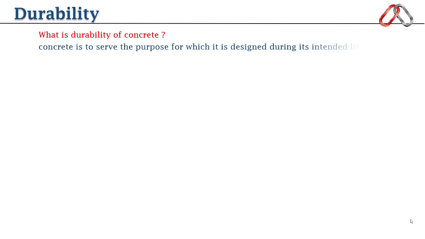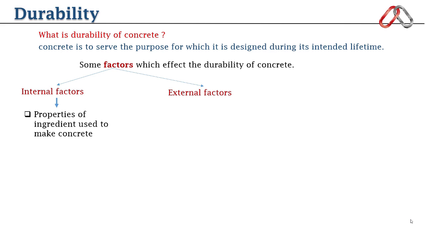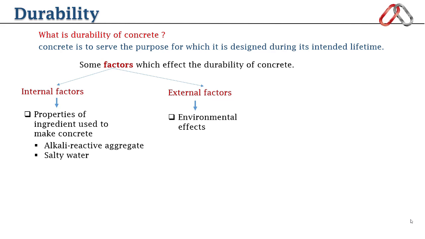So what is the durability of concrete? If concrete serves the purpose for which it is designed during its extended lifetime, then we call it durable concrete. But there are some factors due to which concrete durability decreases, and there are two types of factors: internal factors and external factors. Internal factors are the properties of the ingredients we use to make concrete, like presence of alkali reactive aggregate or salty water. On the other hand, the external factors are the environmental effects. These two types of effects reduce the strength of steel and concrete, due to which its durability decreases.